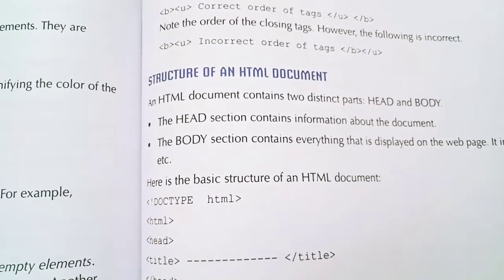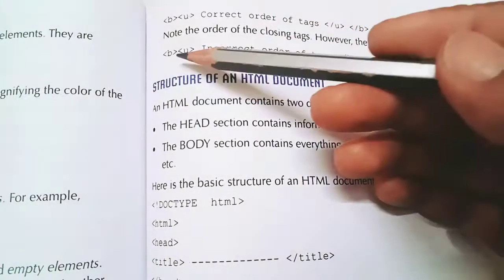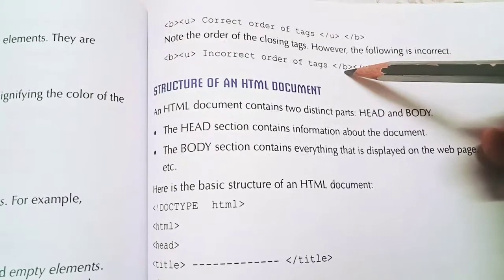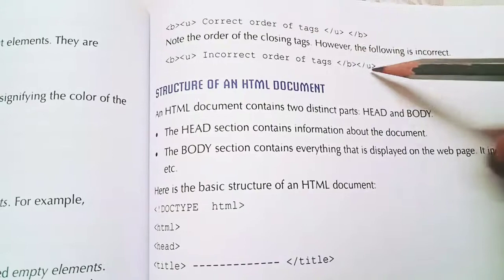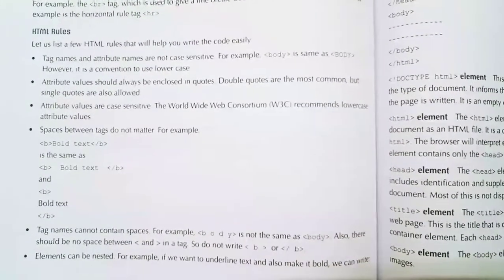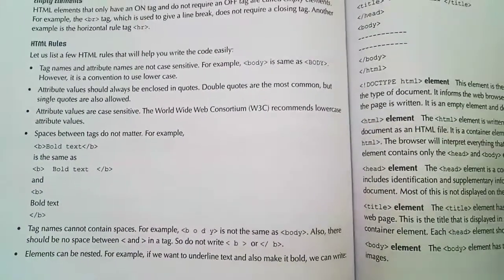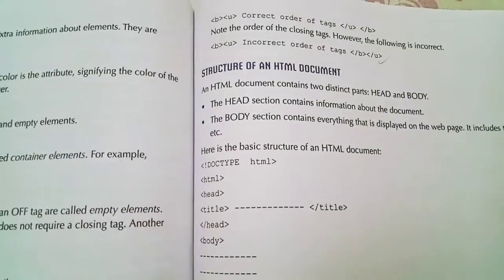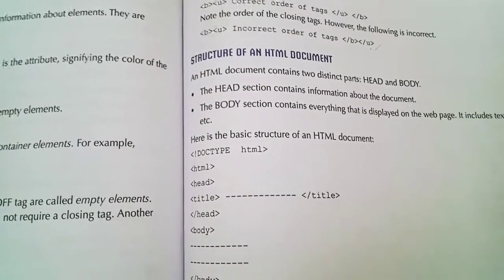However, the following is incorrect. What is incorrect? See here. The order should be like this: B first, then B should be closed last; U second, U should be closed first. This is the correct order. Understood? These are the main rules of writing code in HTML. If you follow these rules and remember them correctly, then only can you write the HTML code properly. Otherwise, you will make mistakes.